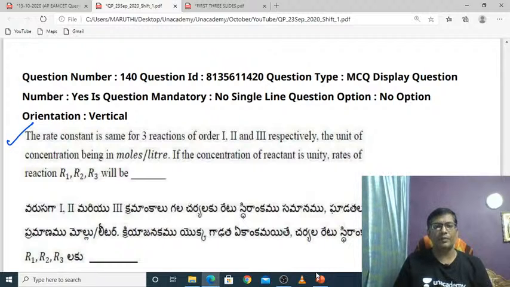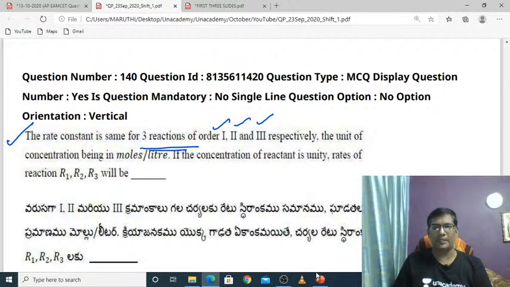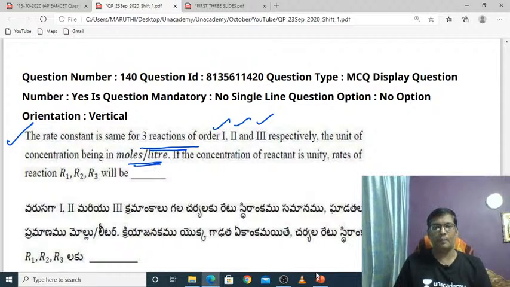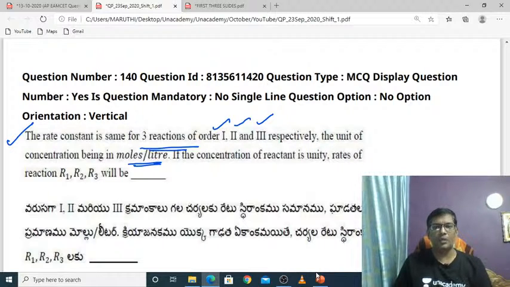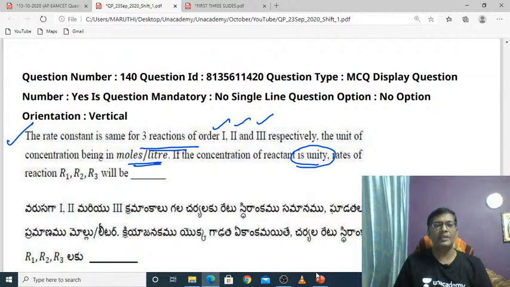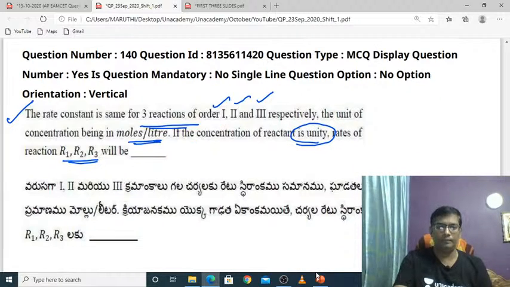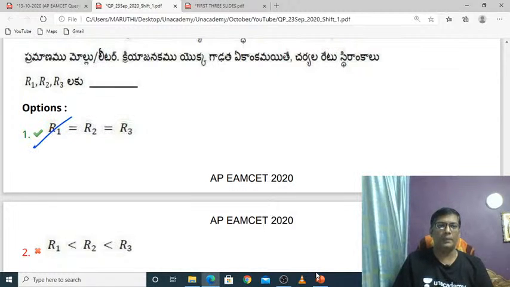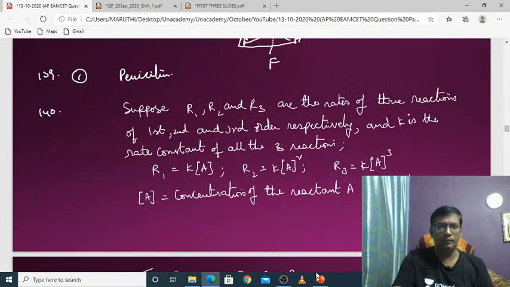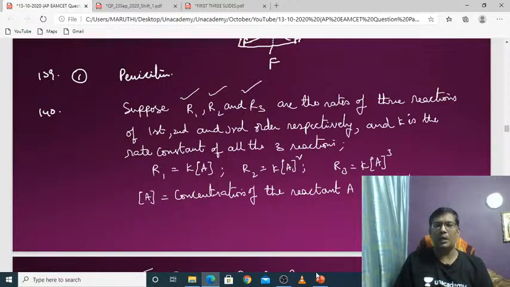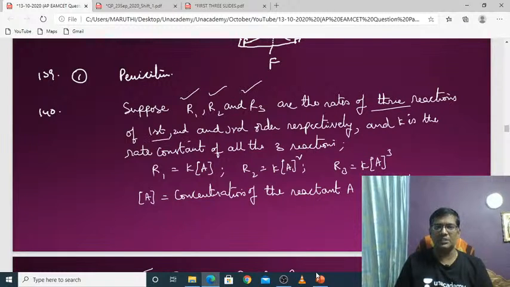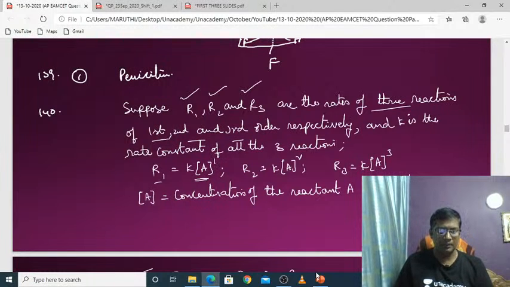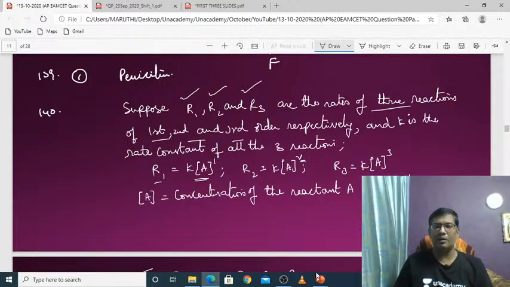The rate constant is the same for three reactions of order 1, 2 and 3 respectively, with the unit of concentration being moles per liter. If the concentration of the reactant is unity, then the rates of the reactions R1, R2, R3 will be equal. Why? Suppose R1, R2, R3 are the rates of the three reactions of first, second and third orders. R1 equals K into A to the power of 1, the first order. R2 equals K into A square, the second order. R3 equals K into A cube, the third order.